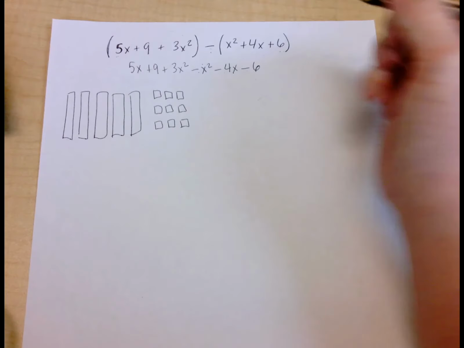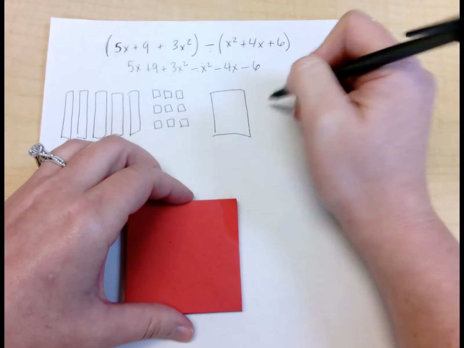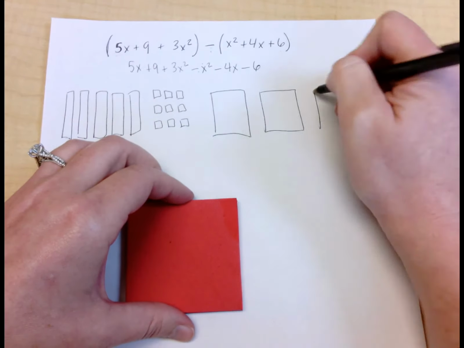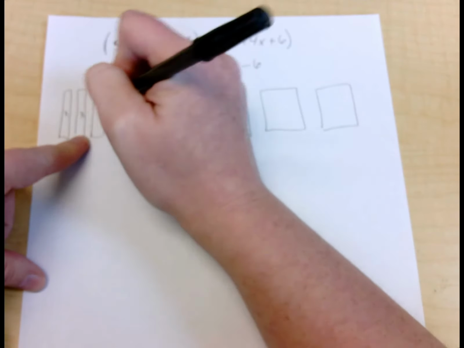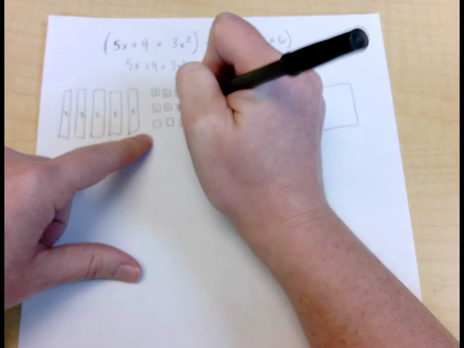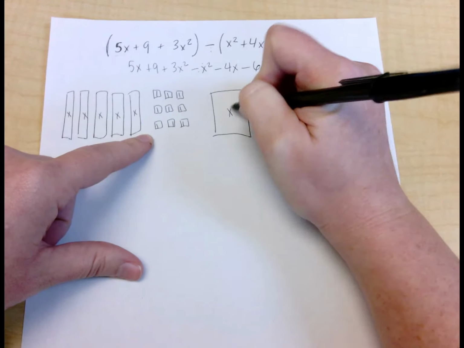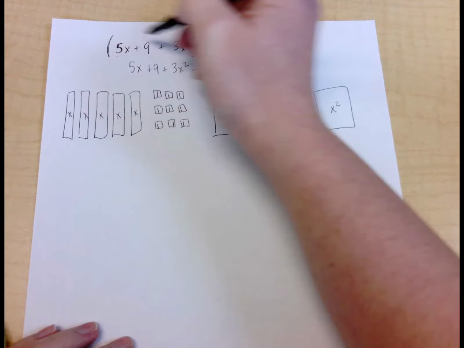And then finally we have 3 of these x squareds. So the 3 large squares are represented by the x squared. So remember, here's x, x, x, x, and x. Each of those represents 1, and each of these represents x squared. Okay? So that's the first expression.